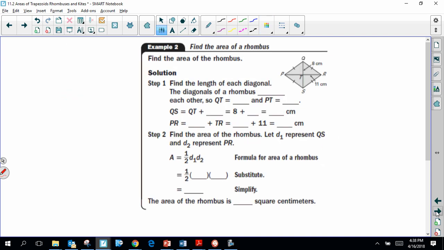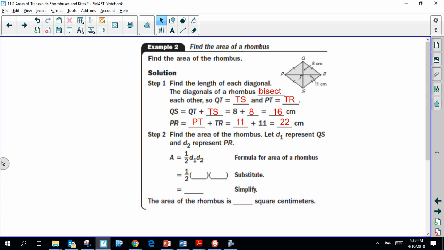So how do we use it? Find the area of the rhombus. Now, what we know about this particular rhombus is that the diagonals are going to bisect each other. So we know that QT and TS have to be the same, and PT and TR have to be the same. So that means that from Q to S, that has to be 16 units long, and from P to R, that has to be 22 units long.